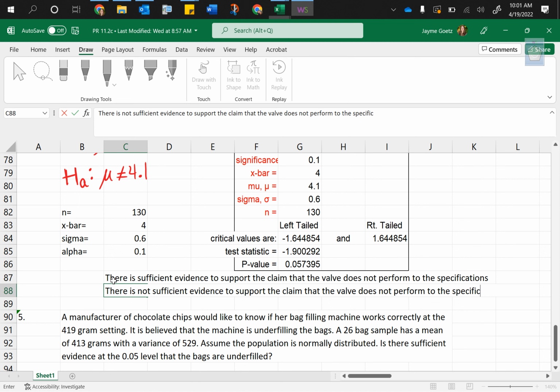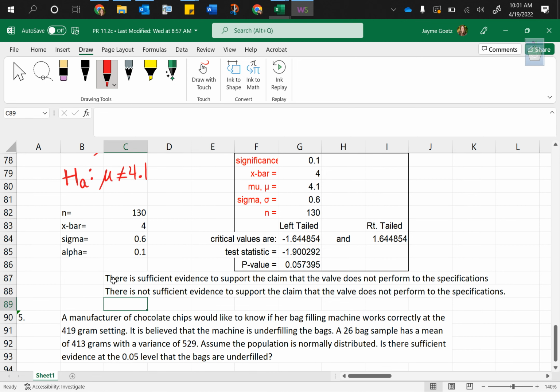Wow, specifications. Good. So those are going to be your two options, and you're going to have to make the choice depending on what information you see from your table, okay? So on this table, we're going to look at the p-value. If you want to look at the test statistic and compare it to the critical values and see if it's in the rejection region or fail to reject region, that's okay. Or we can just look at the p-value.